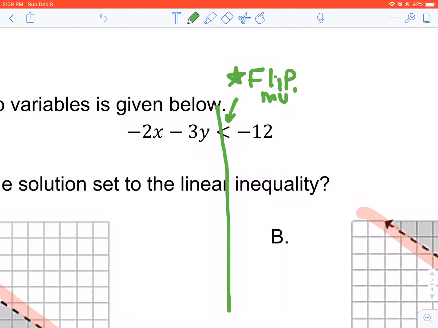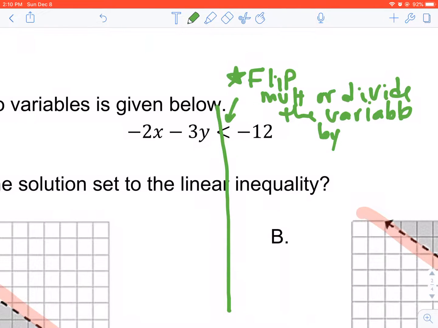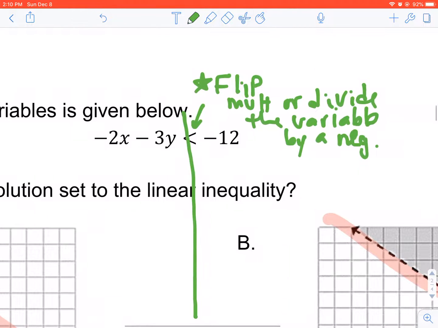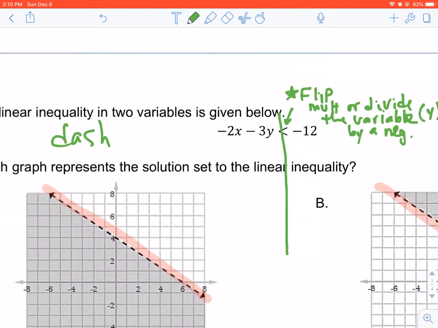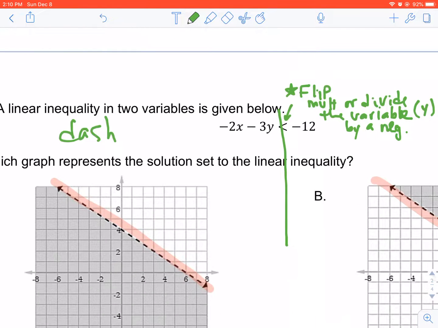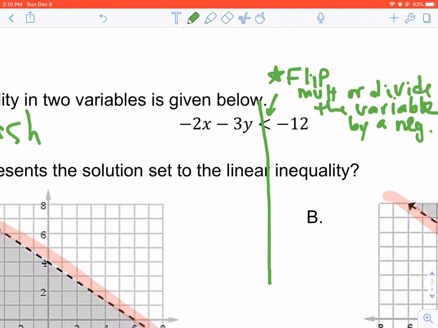When we multiply or divide the variable by a negative. And the variable that I'm talking about is the one that we're solving for, so it's going to be y. So do we multiply or divide our variable by a negative? Yes, we are, but let's go ahead and practice solving because that's an important skill that's going to help us.